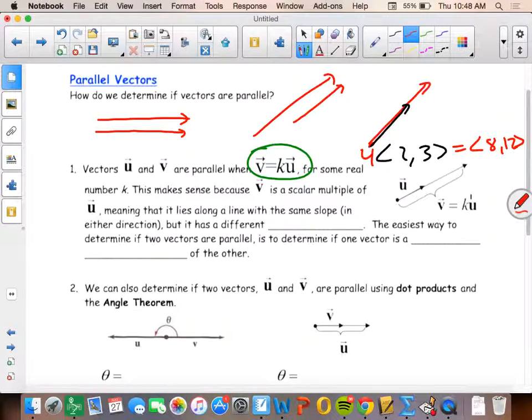Okay, so this makes sense because vector v is a scalar multiple of u, meaning that it lies along a line with the same slope. If it's a scalar multiple, it falls onto the same line, and you probably remember from algebra that two things that fall on the same line are collinear, which certainly makes them parallel. What it might have is a different magnitude, though. It could, it doesn't have to have a different magnitude. If it doesn't have a different magnitude, then those two vectors are not just parallel, but in fact equivalent.